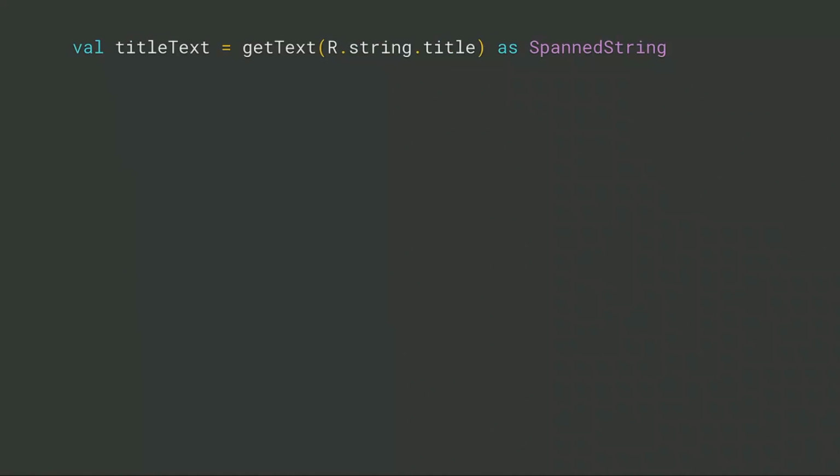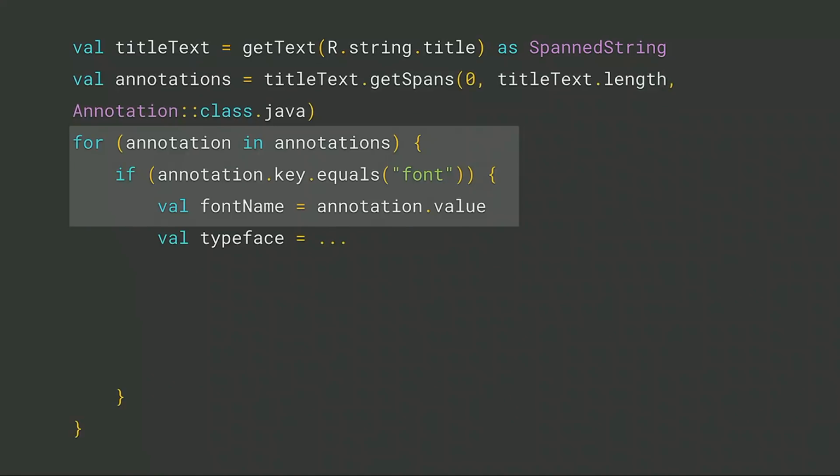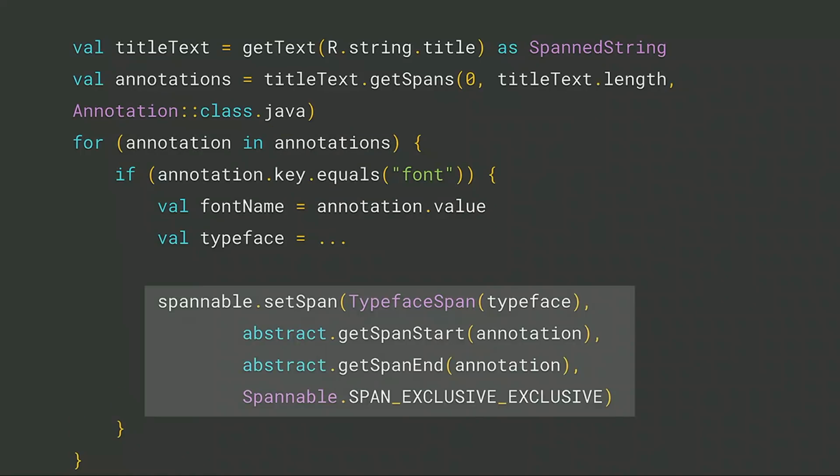We would get the text from the resources as a spanned string. Then we would get the annotations from the span. We would iterate through them and get the ones that have the key that we're interested in, and then the value. And then we would set the span based on the indices.